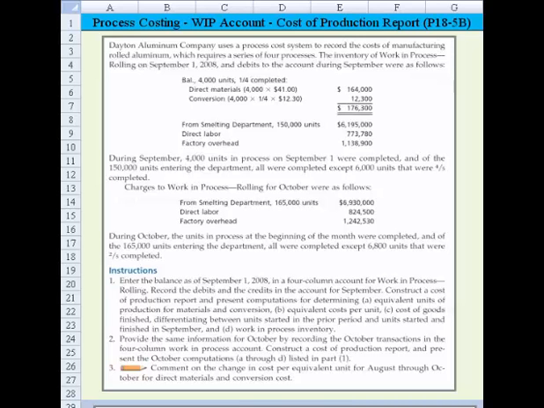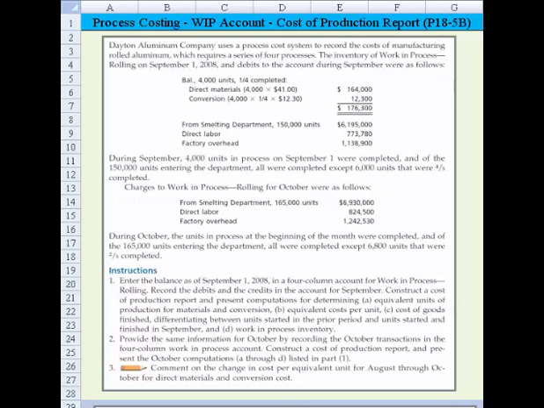Okay, let's take a look at this process costing problem, which deals with putting together the work in process T account or general ledger account, and it also involves a cost of production report. Okay, I'm going to read the information in front of you. Dayton Aluminum Company uses a process cost system to record the cost of manufacturing rolled aluminum, which requires 4 processes.